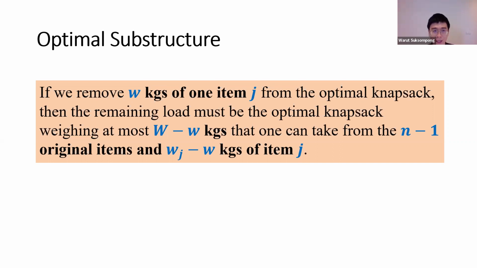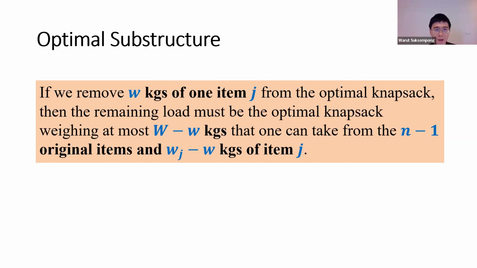Once you remove this little w kilograms of item J, the capacity you have left is capital W minus little w. The remaining items are the other n-1 original items, which are still there. And for item J, you've removed little w of it, so the remaining weight of this item is Wj minus little w. And this claim is saying that if you have an optimal solution and you remove some portion, could be the whole item, could be part of item J, then in the remaining instance you must still have an optimal solution.